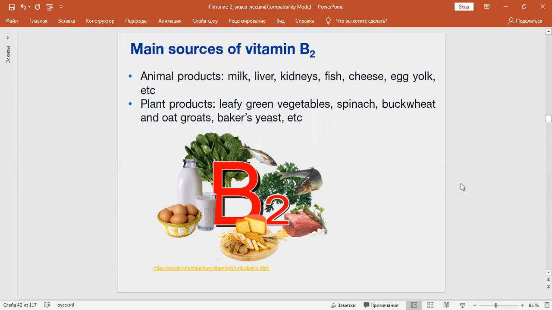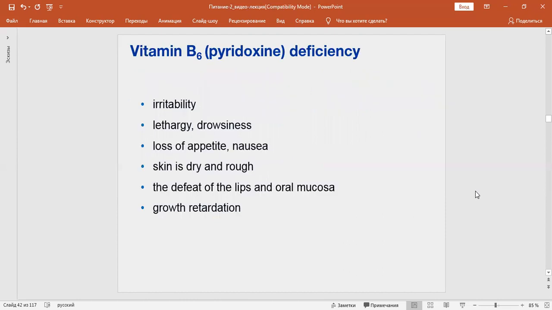In addition to the symptoms described above, a deficiency of pyridoxine, or vitamin B6, causes irritability, lethargy, drowsiness, loss of appetite, and nausea. Skin becomes dry and rough. Lip and oral mucosa lesions are possible, as well as growth retardation in children.